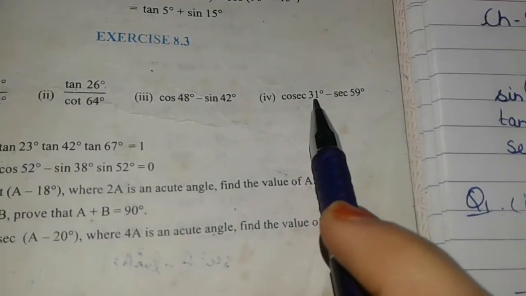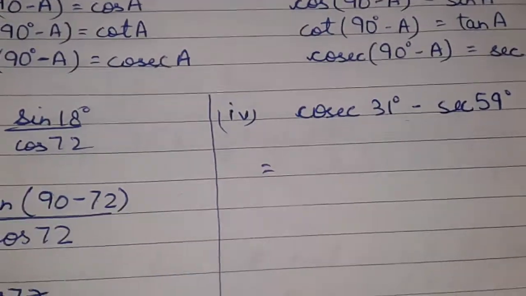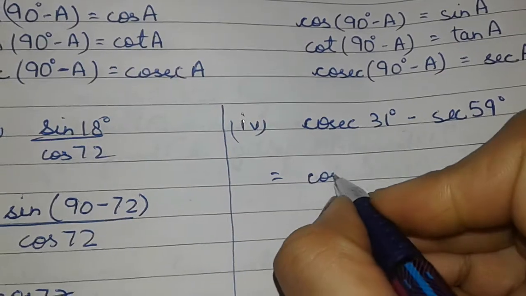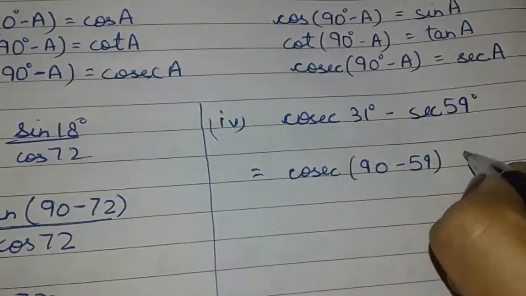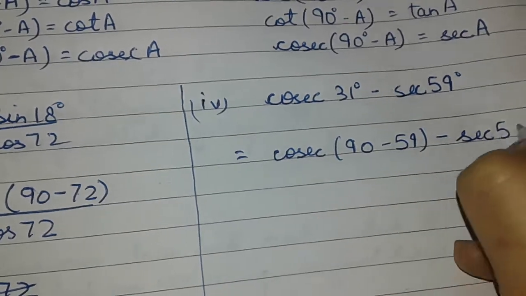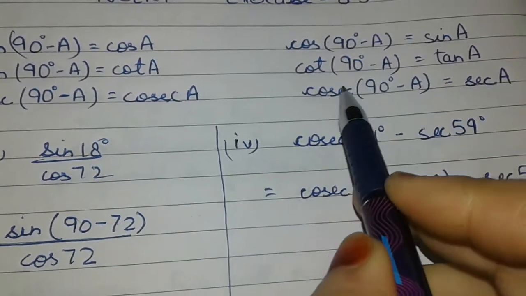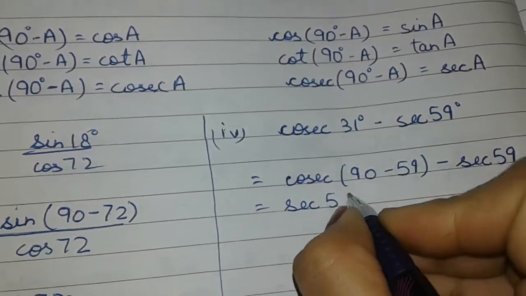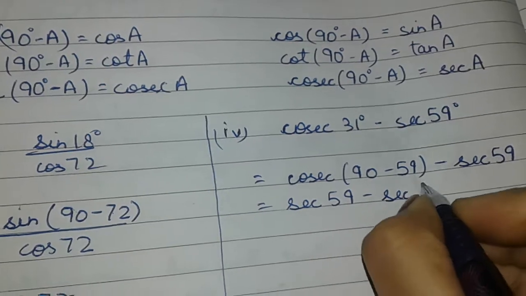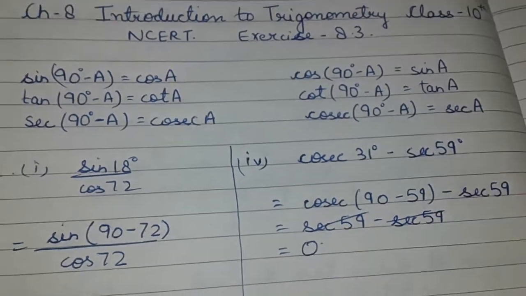Now, fourth part. Fourth part is cosec 31 minus sec 59. Write down this part. Again, this 31 will be written as cosec 90 minus 59 minus sec 59. And cosec 90 minus a will be sec a. Angle here is 59. Sec 59 minus sec 59. And these two values will be cancelled out and the answer will be 0.